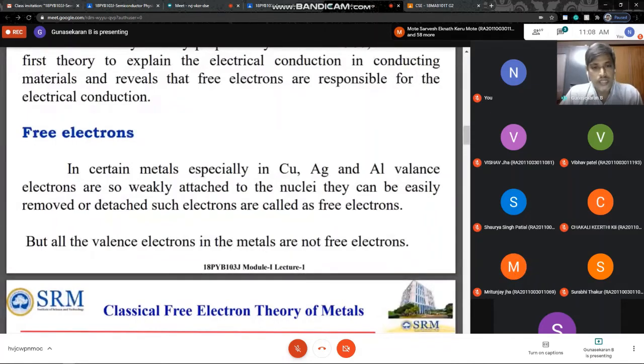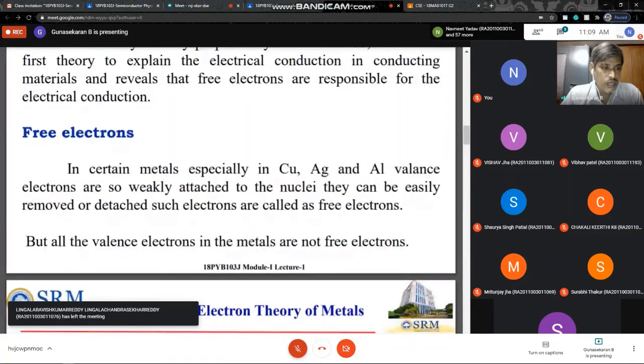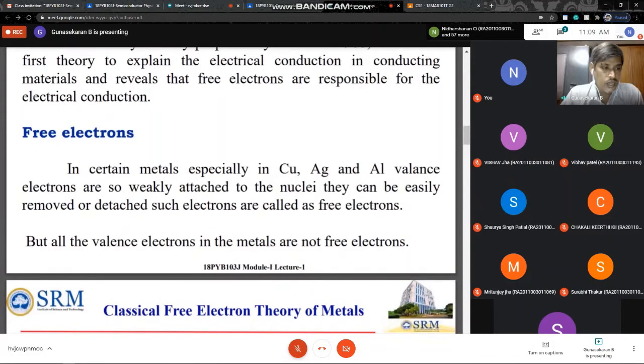These valence electrons are weakly attached to the nucleus, so they can be easily removed. That's why I told yesterday, in sodium chloride, sodium readily donates 1 electron to chlorine. Such detached electrons are called free electrons. But not all the valence electrons in a metal act as free electrons. These valence electrons behave as the free electrons here, not all the valence electrons. Please understand.